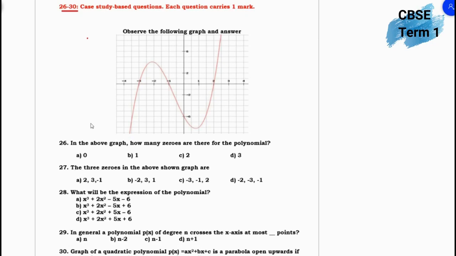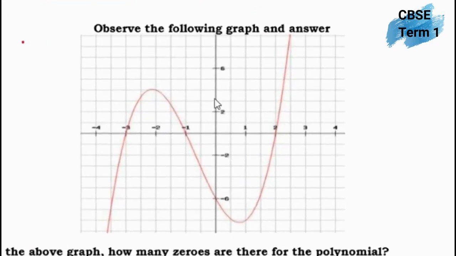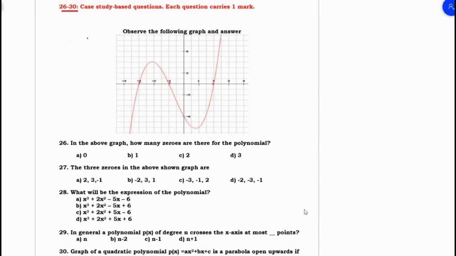Before answering the questions, we'll see what the zeros of the polynomial in the graph are. Zeros of the polynomial are nothing but the x coordinates of the points where this curve, or sometimes parabola or straight line, intersects the x-axis. In this question, this curve intersects the x-axis at 3 points, namely -3, -1 and 2. Therefore, these 3 points are the zeros of the polynomial. As they are intersecting at 3 points, it is a cubic polynomial.